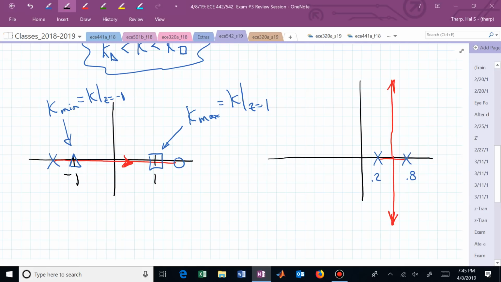And this is now occurring. That breakaway occurs at 0.5. And you now have two branches going off to infinity, where one of the infinities is 0.5 plus j infinity, and the other one is 0.5 minus j infinity.